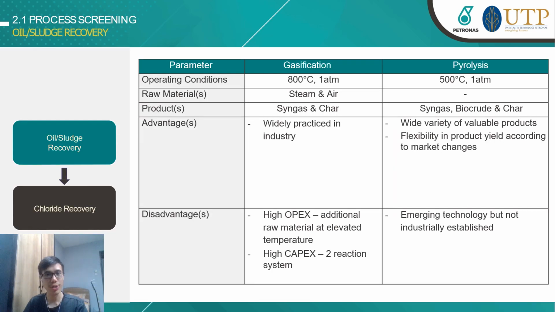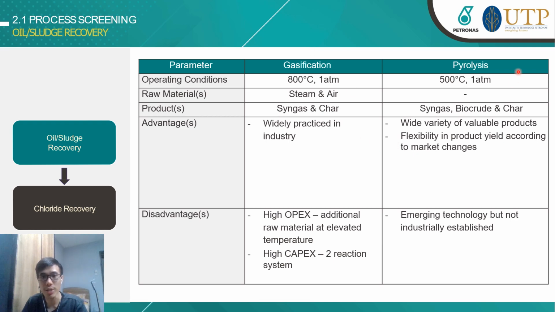Now, this table summarizes the pros and cons for each process route. The gasification reaction utilizes steam and oxygen to convert oily sludge into syngas and char at 800 degrees Celsius and 1 atm. The main advantage of gasification over pyrolysis is that it has been widely practiced on an industrial scale and proven successful. However, additional raw material required for the reaction at elevated temperature yields higher OPEX, and the additional reaction system requires more equipment, which increases the CAPEX and makes gasification less attractive in comparison.